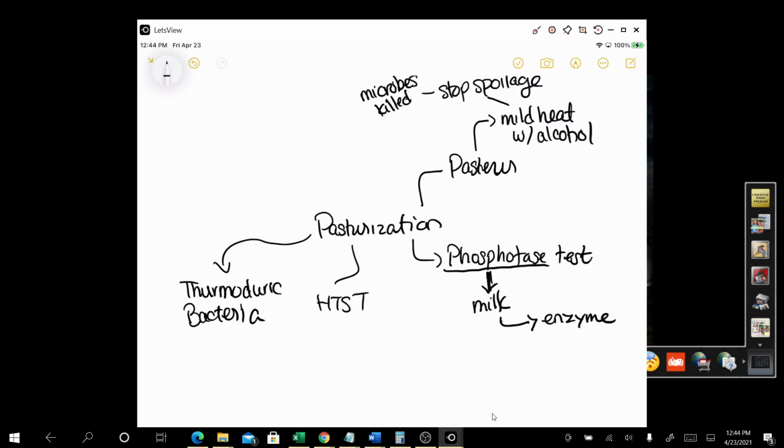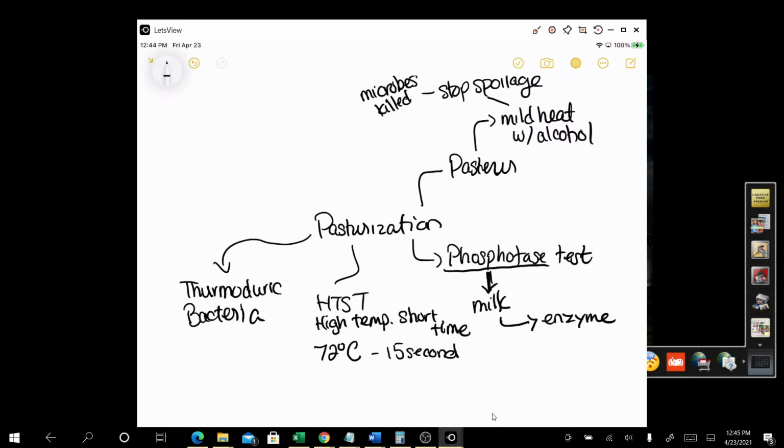So our next one is high heat or high temperature. So we have a high temperature, short time. And the temperature here is 72 degrees for the length of time of 15 seconds.